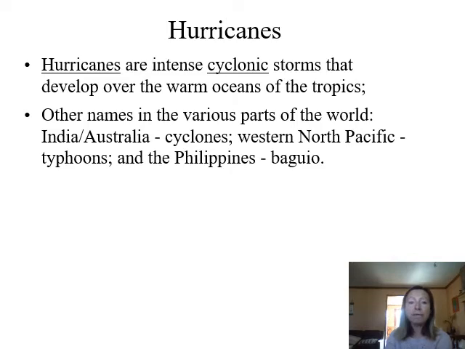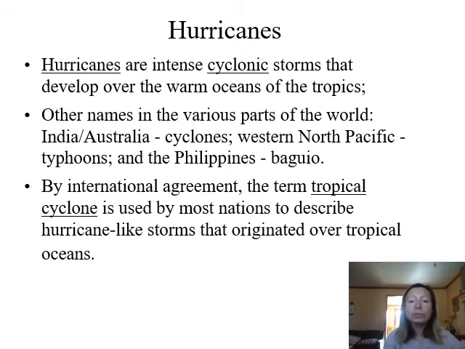Other names in various parts of the world for tropical hurricanes include cyclones in India and in Australia, typhoons in the western part of the Pacific Ocean, and Baguio in the Philippines. So those are just different local names for tropical hurricanes. By international agreements, the term tropical cyclone is used by most nations to describe hurricane-like storms that originate over tropical oceans.